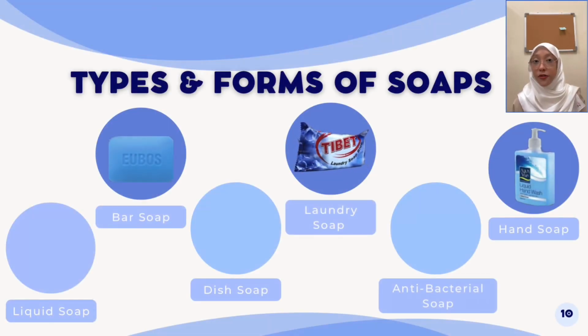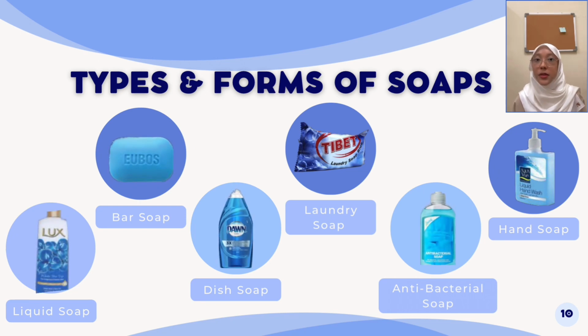So there are a lot of types and forms of soap around us. It's just that maybe you are aware of it or not. So let me tell you that some forms of soap are liquid soap, and bar soap, which is made in some kind of block shape. And then we also have dish soap and laundry soap to help pull away the dirt and grime from the clothing and rinse it out with water. And lastly, we also have hand soap. And yeah, not to forget, we also have antibacterial soap.